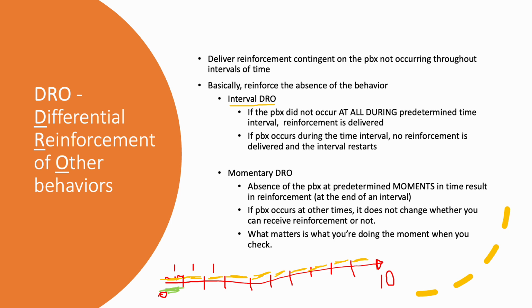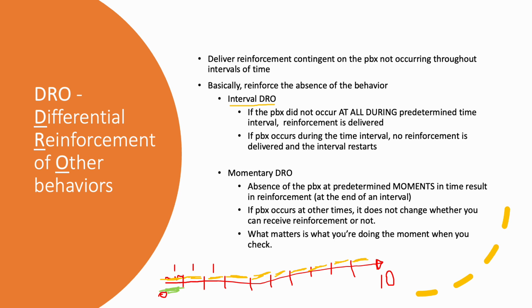So basically, if you have a 1 minute period that we're observing, and we're trying to see if problem behavior does not occur for that 1 minute, let's say that at second 25, the behavior occurs. Well, then at that 25 second mark, I'm going to restart my timer, and I'm going to say, okay, I'm going to start timing again for 1 minute. That behavior has to not occur for that next 1 minute for me to deliver reinforcement. If the behavior does not occur for that 1 minute, I deliver reinforcement. If at any point during that 1 minute the behavior occurs, then I again reset my timer, and we start over the 1 minute period again.